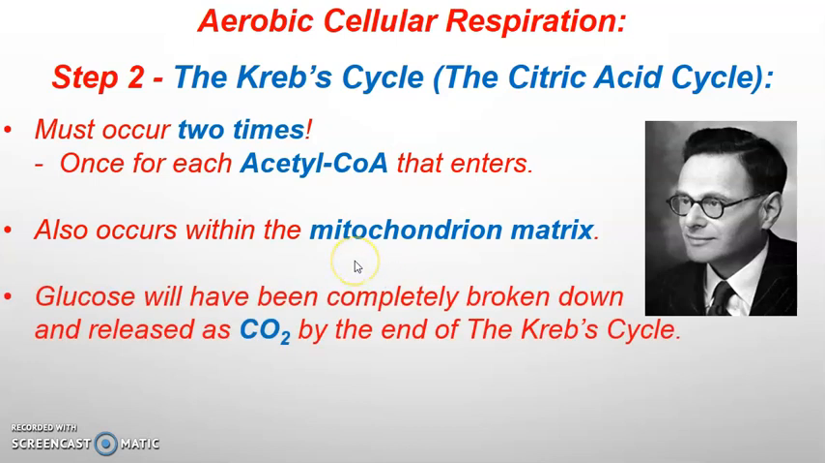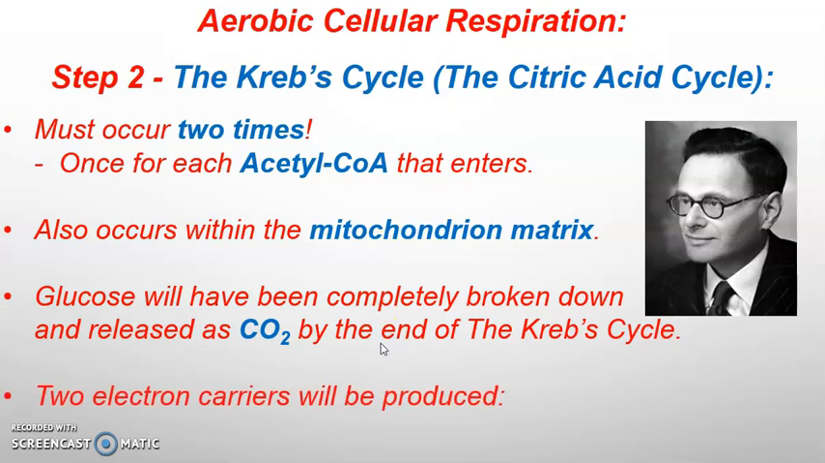And by the time the Krebs cycle is finished, it'll have to turn 2 times. Glucose will have been officially destroyed and broken down and fully released as carbon dioxide. So there is nothing left of glucose after the Krebs cycle spins twice to break down those 2 acetyl-CoAs that came from the prep step. We will produce 2 electron carriers this time around during the Krebs cycle.